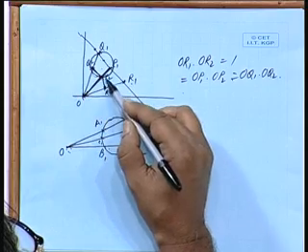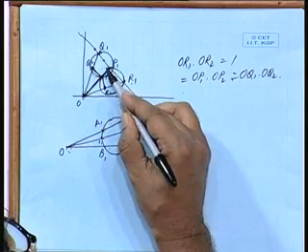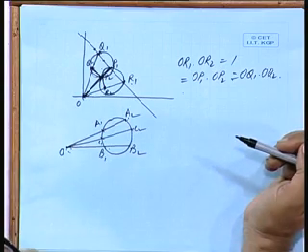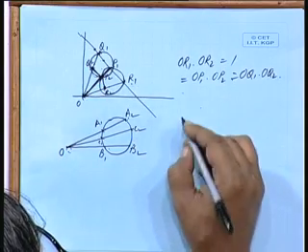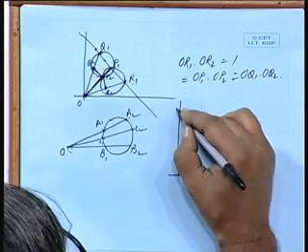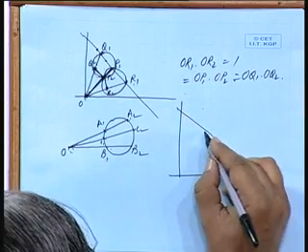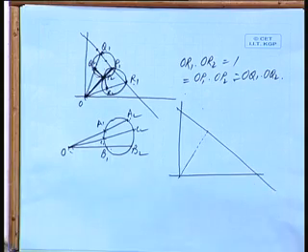Similarly, these 4 points will also lie on a circle. Is it all right? Now, once again I redraw it for this. This is a perpendicular, all right.